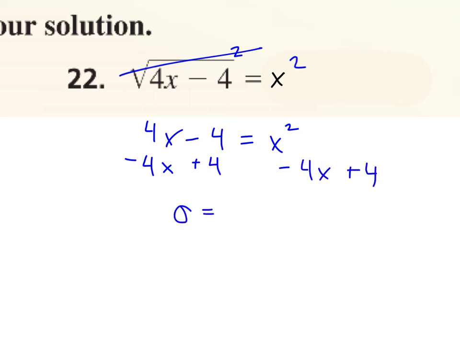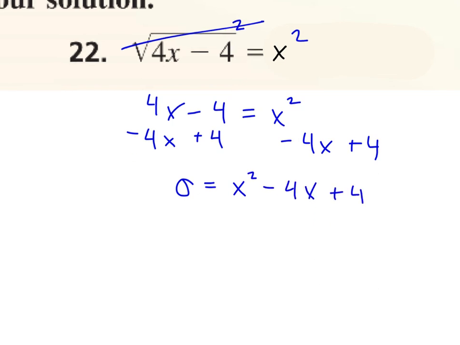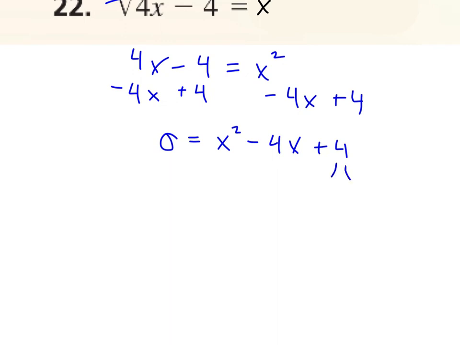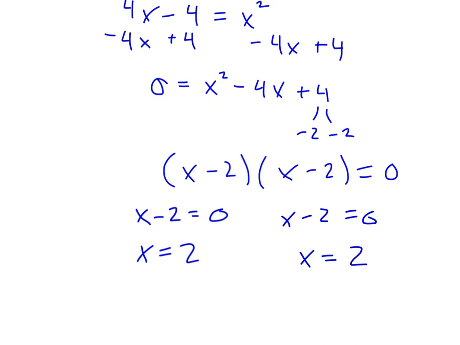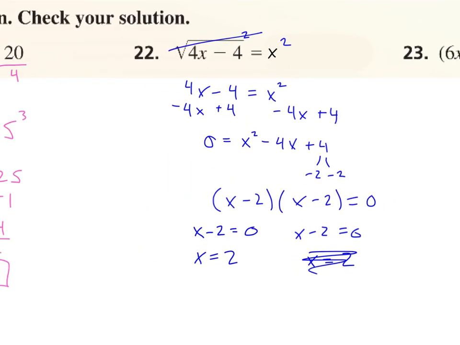So we get 0 is equal to x squared minus 4x plus 4. Now we factor. What are two factors of 4 that add to negative 4? Negative 2 and negative 2. We have x minus 2 times x minus 2 is equal to 0. Break it up into two equations. X is equal to 2 and x is equal to 2. So since they're the same thing, we don't have to plug them both in because it'll give us the same number when we plug in. So x is equal to 2.